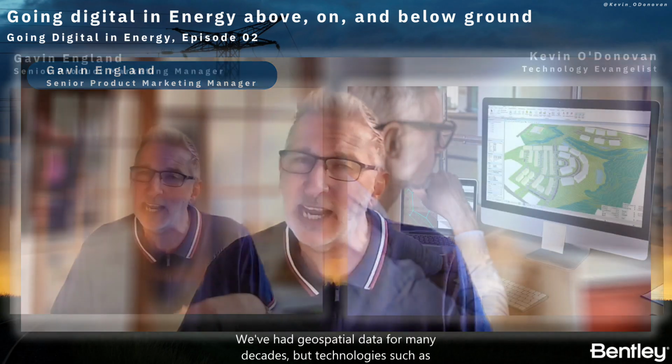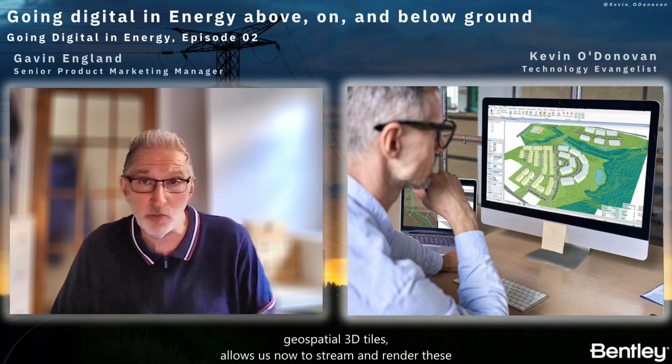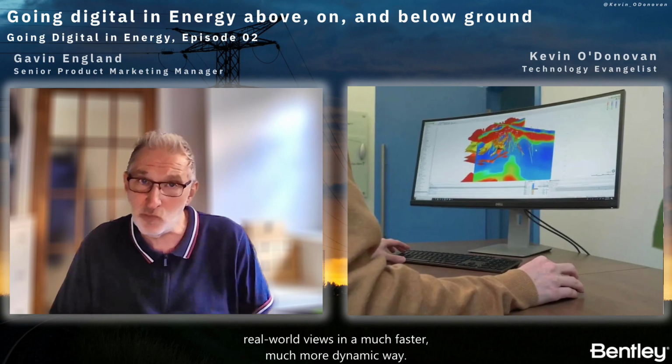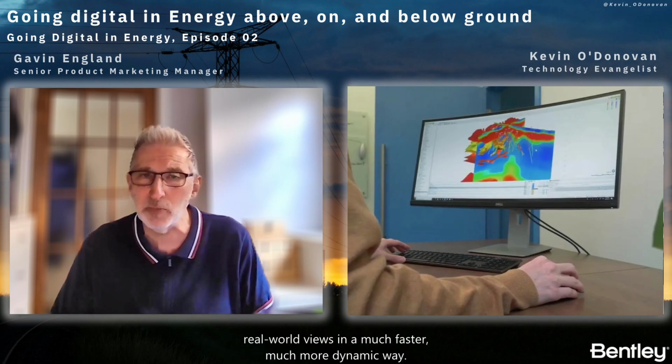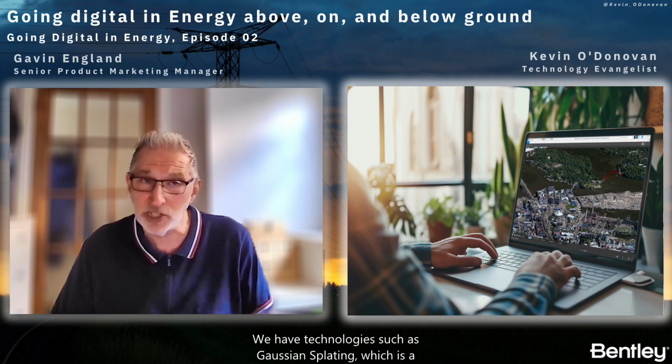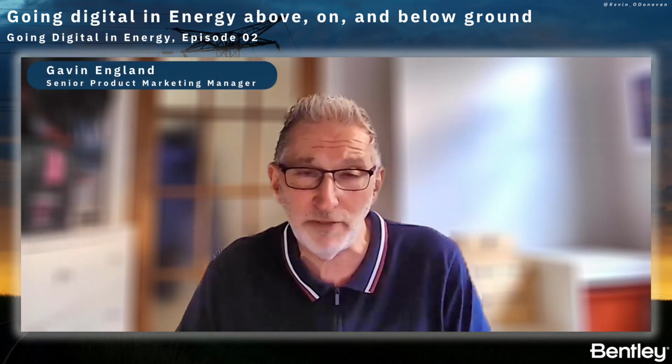So we've had geospatial data for many decades, but technology such as geospatial 3D tiles allows us now to stream and render these real world views in a much faster, much more dynamic way. We have technologies such as Gaussian splatting, which is a relatively new technology that provides us with a very fast, efficient way of navigating photorealistic reality capture data. And this gives us a much more true to life view of an energy asset.